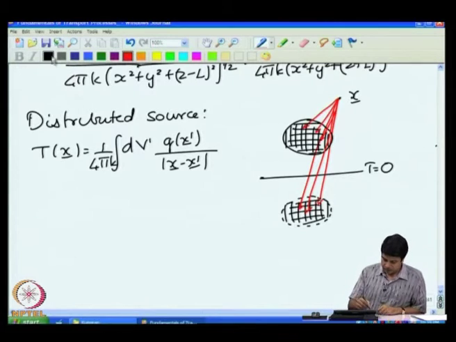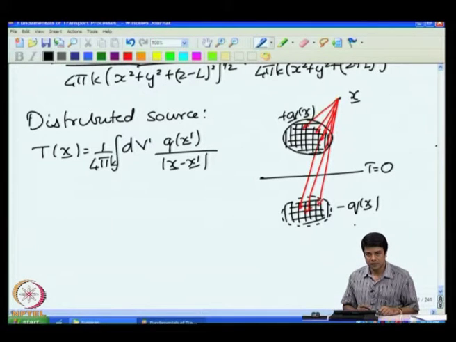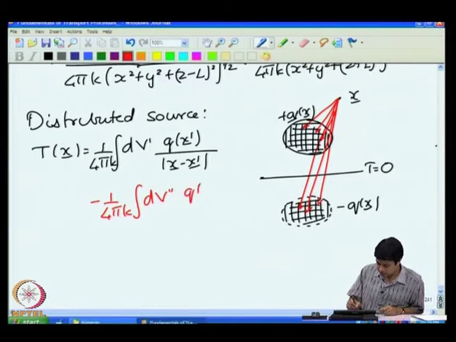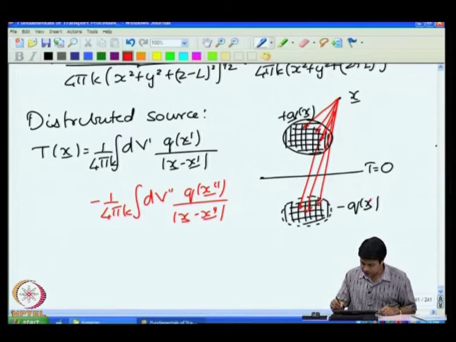And the total temperature field is going to be equal to this. Note that the image, if the source is plus q of x, the image has to be minus q of x, if the temperature is 0 at that surface. So, the additional contribution that I get will be equal to minus 1 by 4 pi k integral dV double prime q at x double prime by x minus x double prime, where x double prime is the location of these image points, and x prime is the location of the source point.